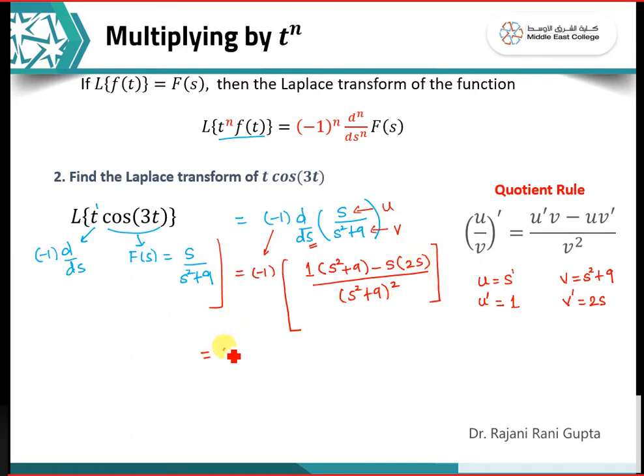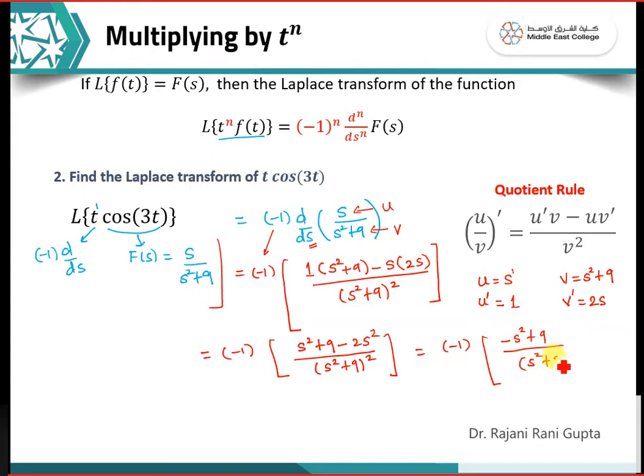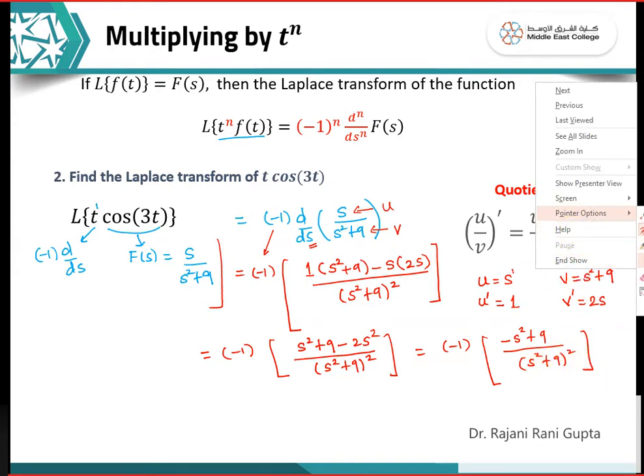Simplify it. Minus 1. 1 times s square plus 9 gives you s square plus 9. s times 2s gives you minus 2s square over (s square plus 9) power 2. Okay, then this will give you minus 1 minus s square plus 9 over (s square plus 9) power 2. How do we get minus s square?